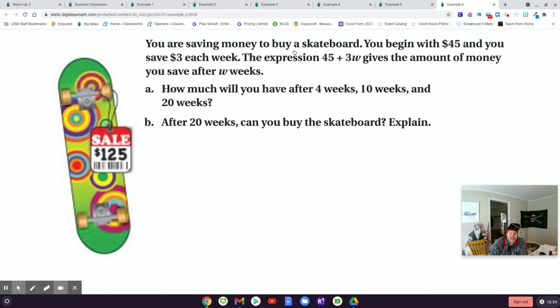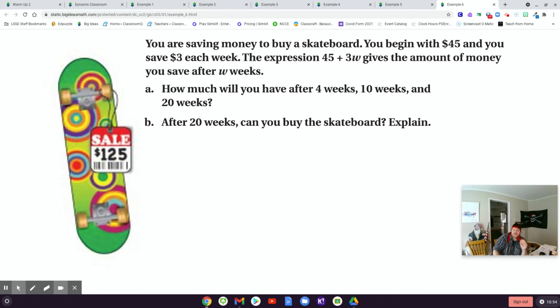Okay, now this last one we're going to go over. So you're saving money to buy a skateboard. You begin with $45 and you save $3 a week. Your expression is 45 plus 3w. That's the amount of money you have after any number of weeks, w. Okay, and it says how much do you have after 4 weeks and 10 weeks and 20 weeks? So right now I want you to figure out how much you would have after 4 weeks.